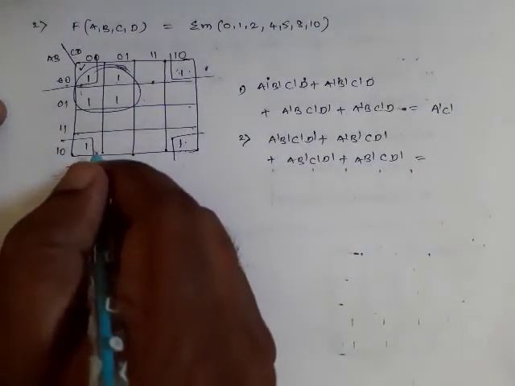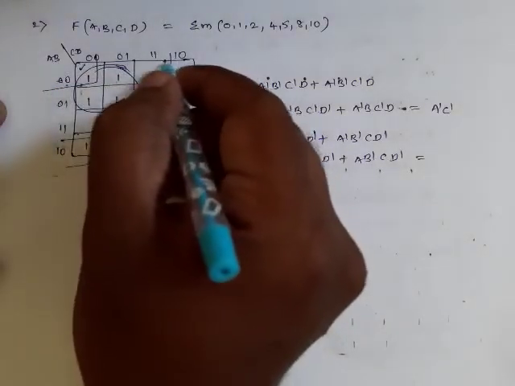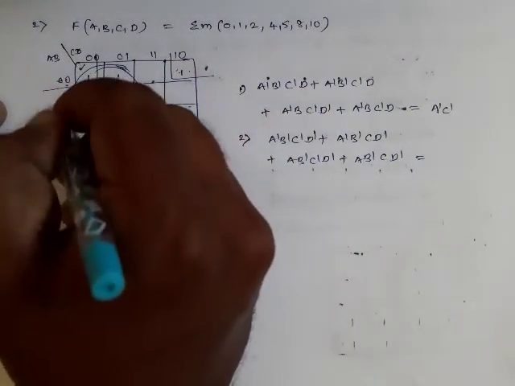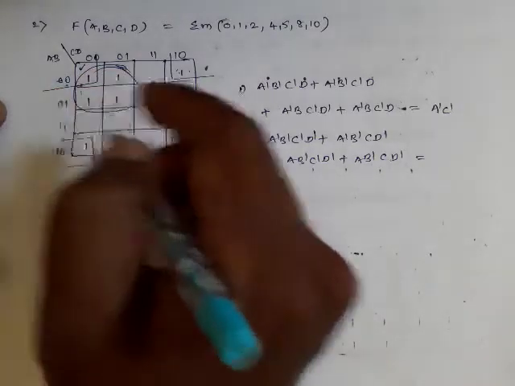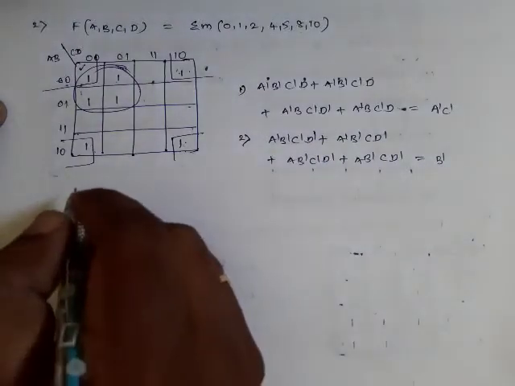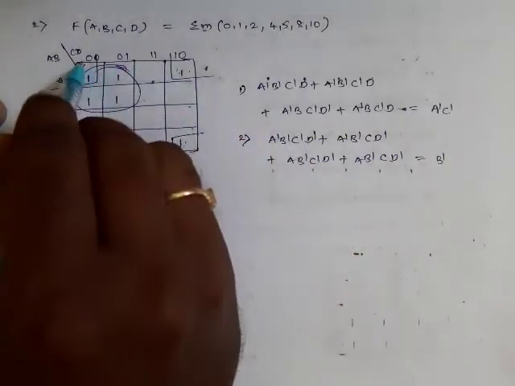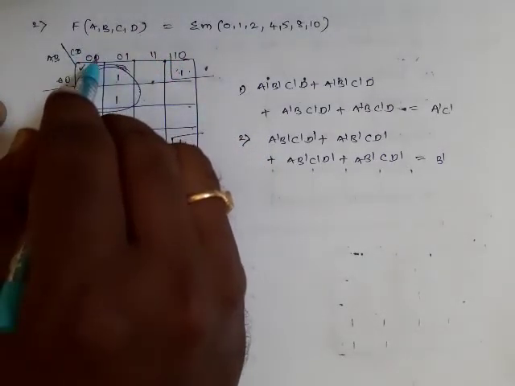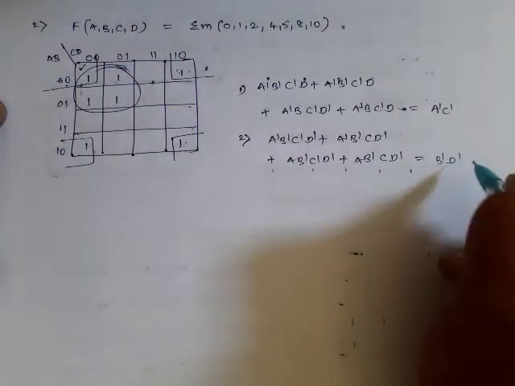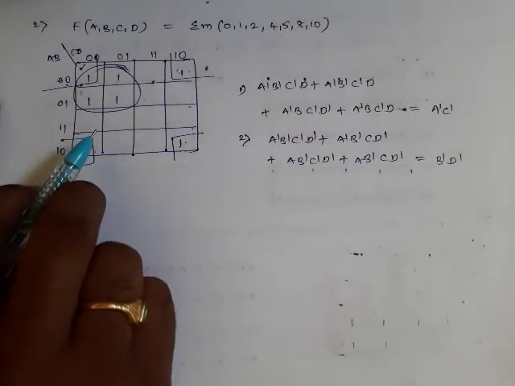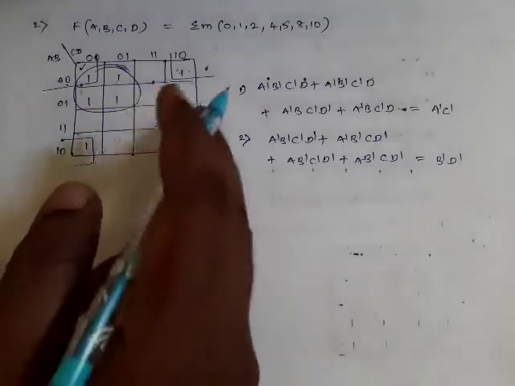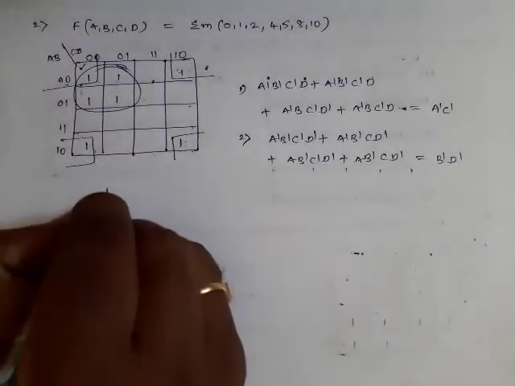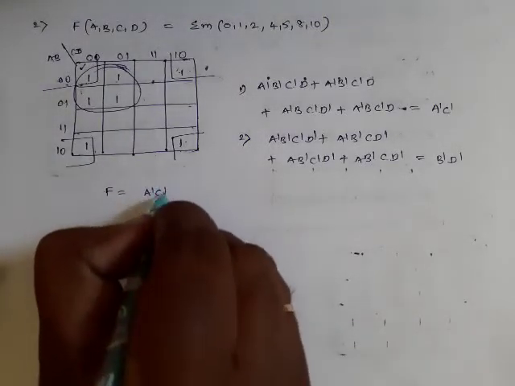So what is the term that is generated by this loop? You can see that over this entire loop of 4 ones, A is changing from 0 to 1. So B remains at 0, so the variable appears in its complement form in the resulting product. Now observe the CD variables. C is changing from 0 to 1, so it will get eliminated, and D remains at 0, so it appears in its complemented form. So B bar D bar is the term generated by this group of 4 ones. There are no more ones left to be grouped. So the final simplified expression is the sum of the products generated.